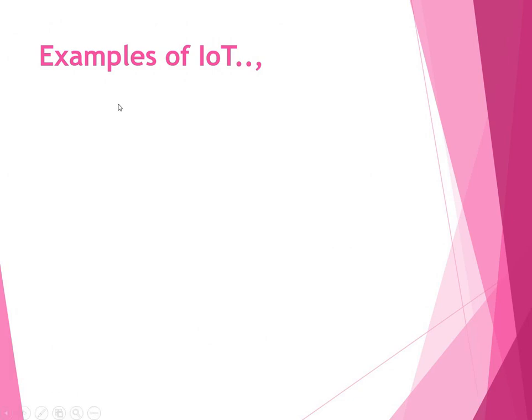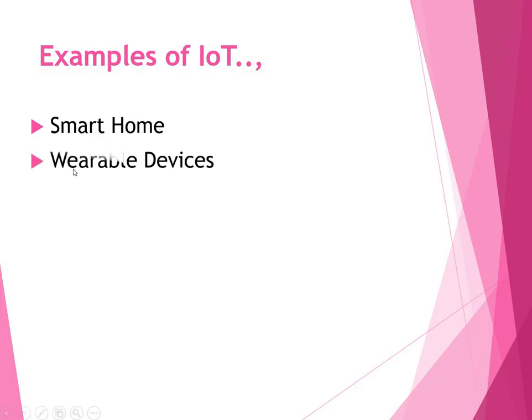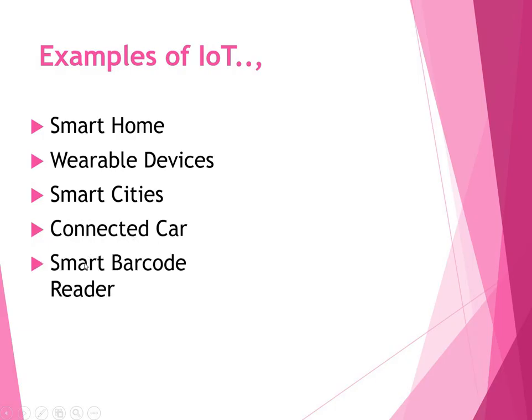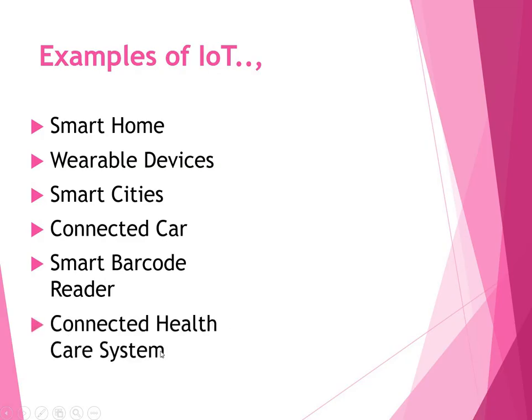Now we will see the examples of IoT. The first one is smart home. The second one, wearable devices. The third one is smart cities. The fourth one, connected car and smart barcode reader. The last one is connected healthcare system.